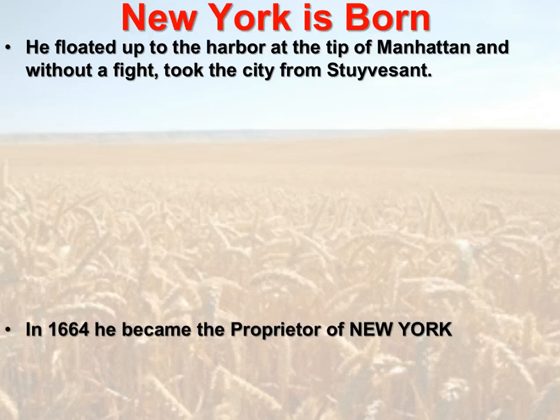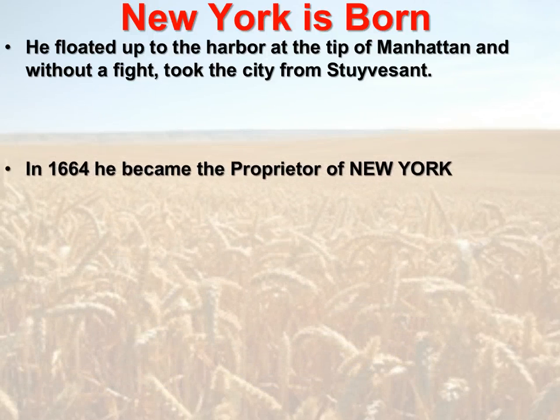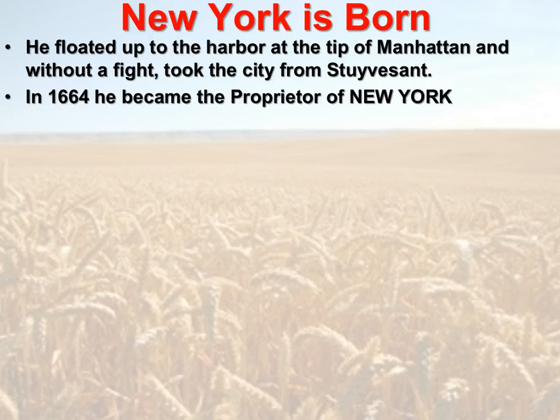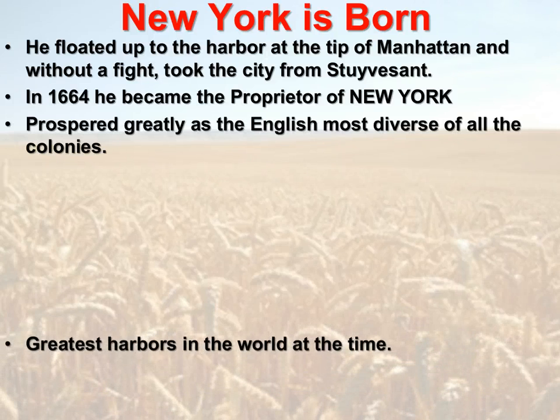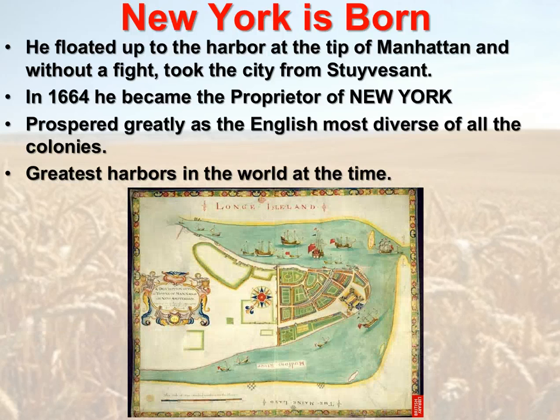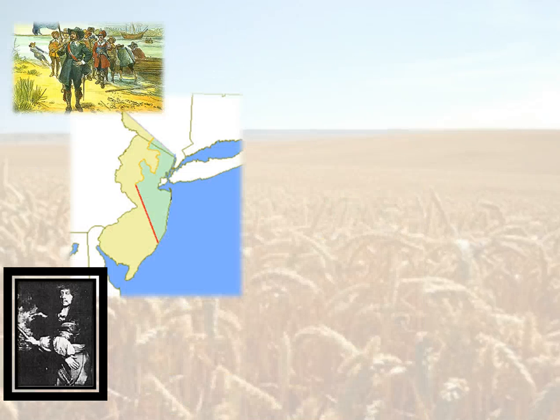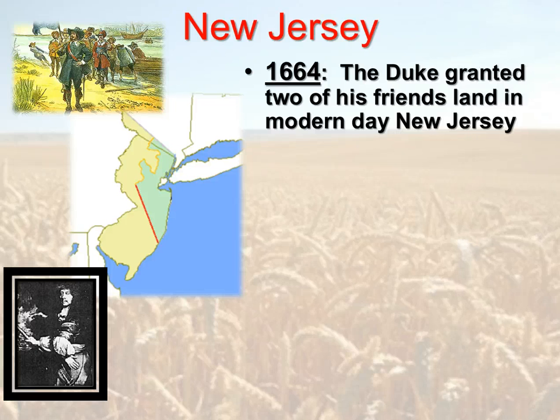And Stuyvesant was willing to give up this claim, and he actually stayed in the city. And in 1664, New York becomes a British colony. It prospered greatly, and that had a ton to do with the fact that it had incredible harbors. Even to this day, the harbors in New York City are above and beyond anywhere else. So, pretty awesome. In the meantime, the Duke had some buddies of his, and so they were given a large land grant in what we consider nowadays New Jersey.